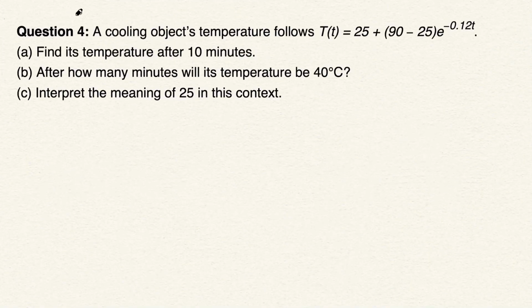Okay. A cooling object's temperature follows this. This seems to be a little weird. But let's understand this equation first. A cooling object's temperature follows this. Now, this is from Newton's law of cooling, where this is always the room temperature or the surrounding temperature. Just imagine, you are having a cup of coffee and it's getting colder and colder. Now, at what rate it is cooling, that depends upon so many factors.